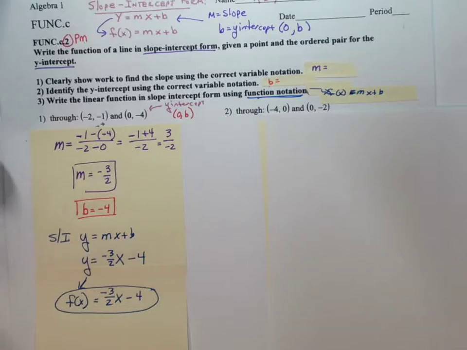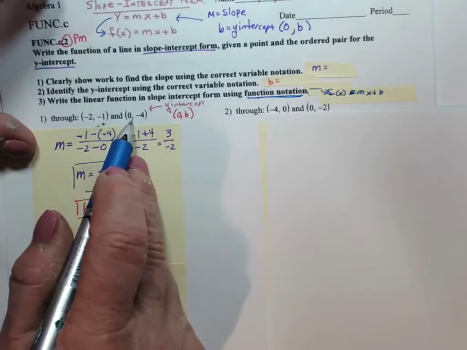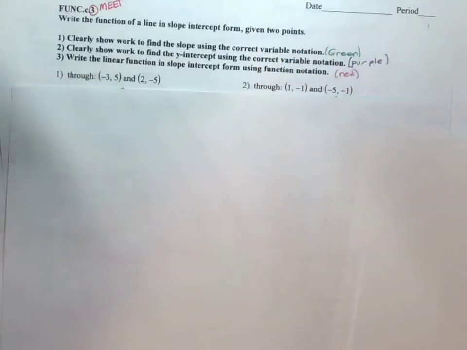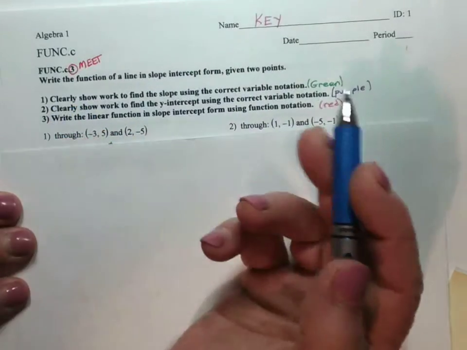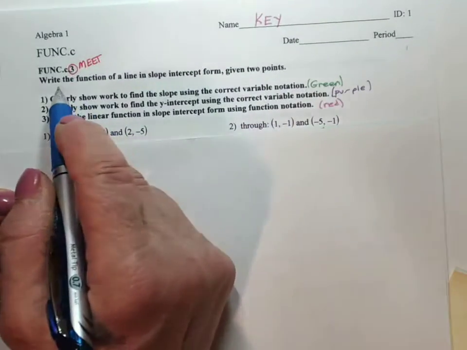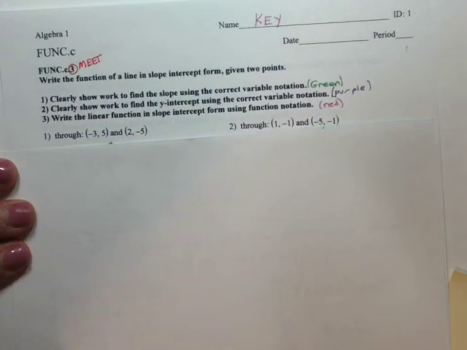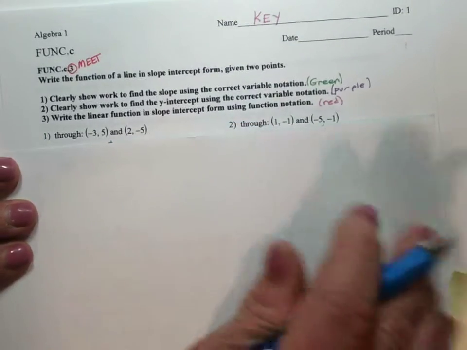So let's go one more step. Here we're given 2 points, one of them being the y-intercept. Now we're going to go to the next level. The meets. For the meets, we're going to do the exact same thing at the very beginning. Write the function of a line in slope-intercept form given 2 points. The only difference here is one of the points is not going to be the y-intercept.